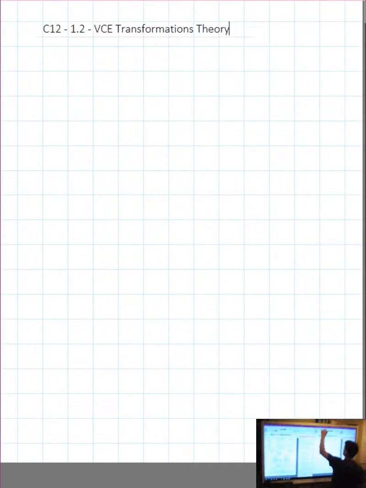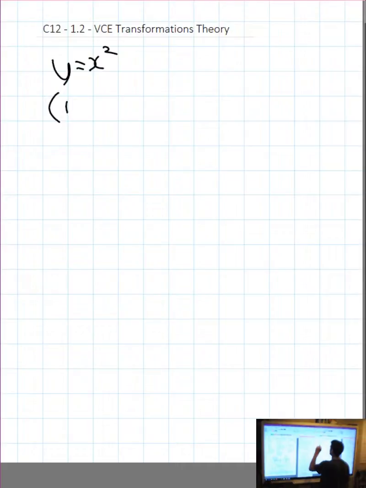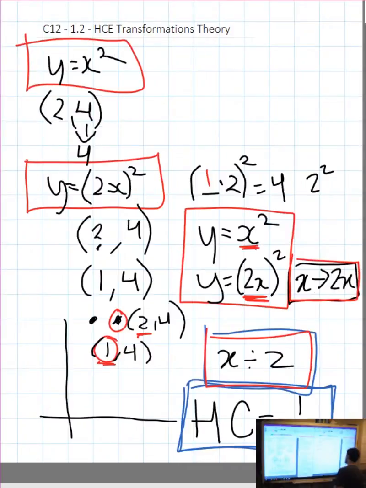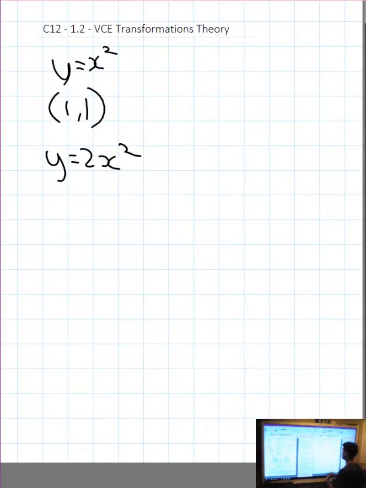All right, not again. The last one, I promise. y equals x squared. This time we're going to take the point (1, 1). It was very boring. (2, 4). Let's change it up a little bit. Now let's take the function y equals 2x squared. Not open bracket 2x close bracket squared, but simply 2x squared.